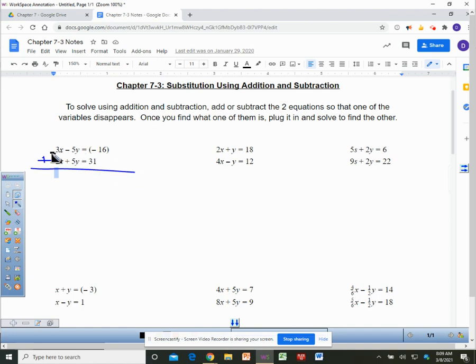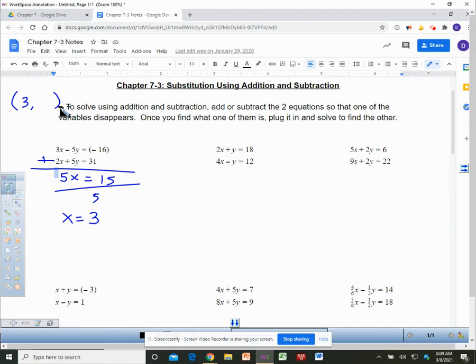Because what's going to happen now is what's 3x plus 2x? Okay, if I take negative 5y and I add 5y, do I have any y's left? So that's just gone. You don't even need that anymore. Equals negative 16 plus 31 gives me. So now you're just left with 5x equals 15. So how do I figure out what x equals? Divide by 5 on each side. X equals 3. There is your x coordinate.